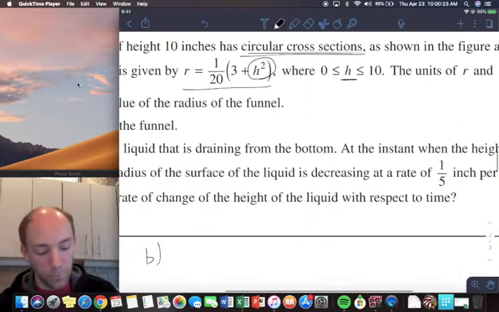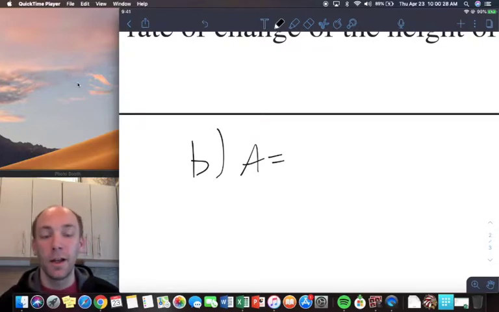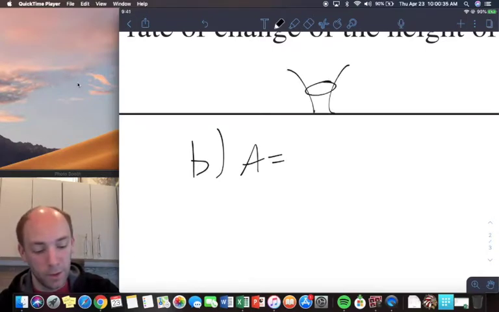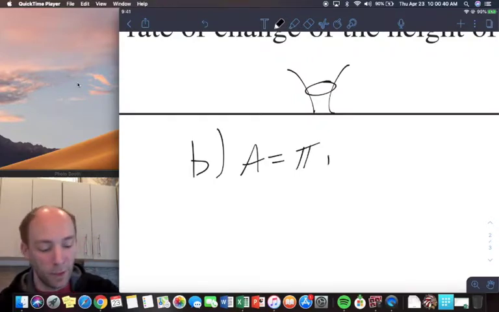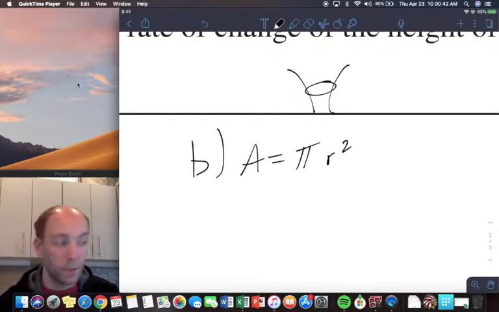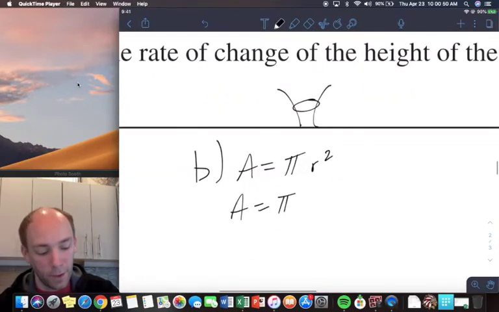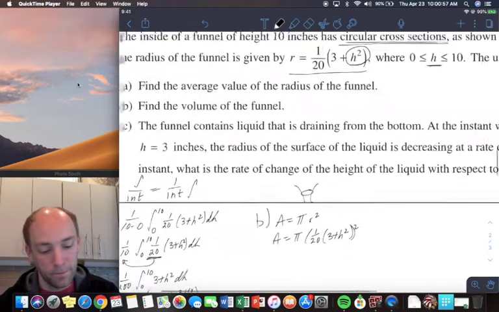So we'll look at the area of just one cross section, which is circular. The area of a circle is pi times the radius squared. So the pi would stay, and my radius is given by that function, 1/20 times (3 plus h) squared. I'm going to square all of that.